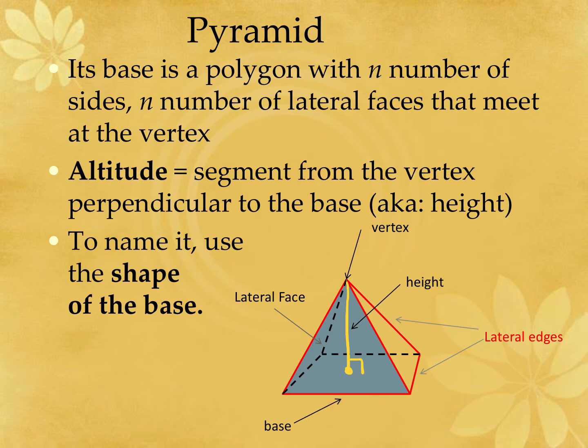The lateral edges are these edges on the outside here, going down. These are all lateral edges, outlining those lateral faces. Again, to name the pyramid, you're going to name it by the shape at the base. So in this particular picture, I can't tell if all of these sides down here are congruent, so I would name this a rectangular pyramid. If I had congruency marks on the sides, I could also call it a square pyramid.